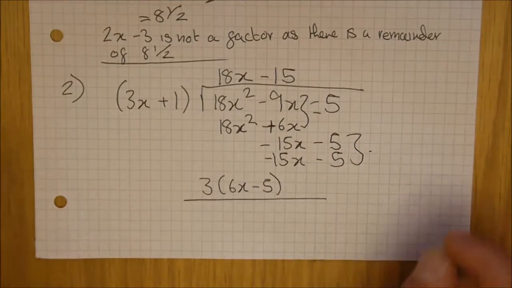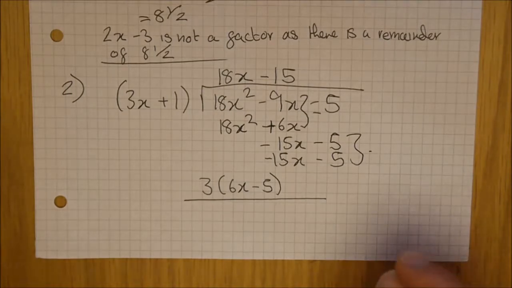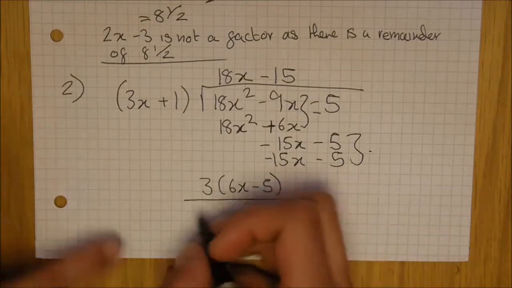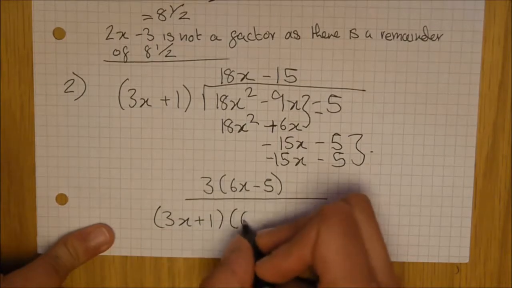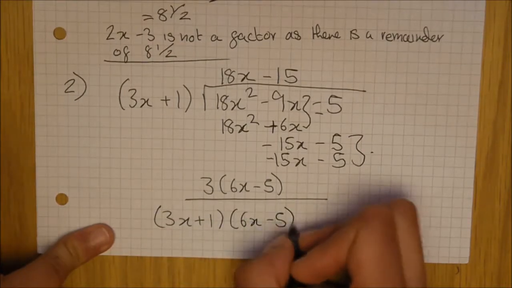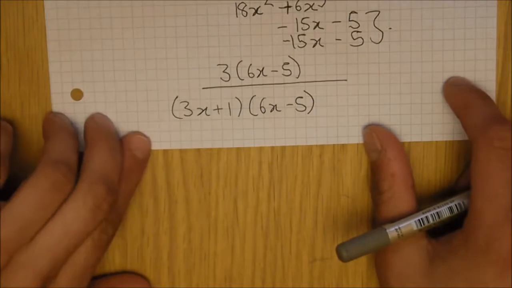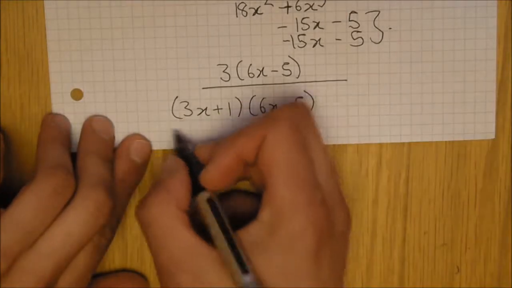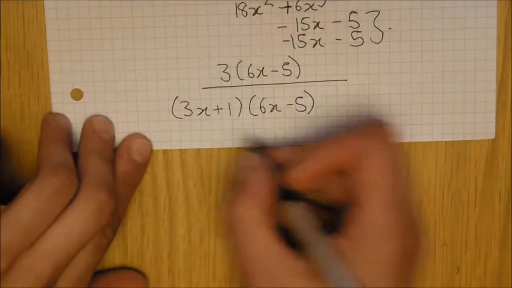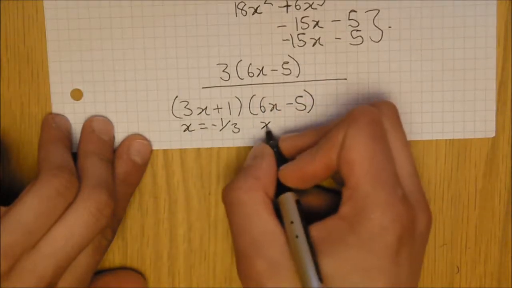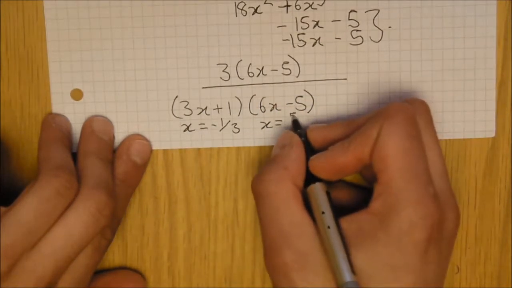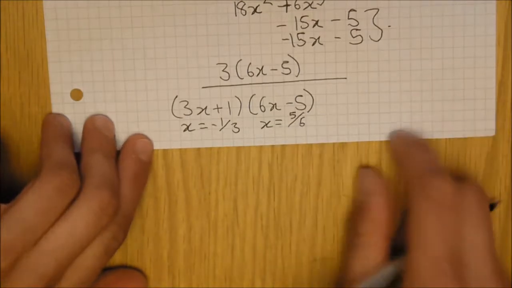So what we now have effectively is our two factors. We have 3x plus 1 and 6x minus 5. So all we need to do now is work out what the values of x are. So x is going to be minus 1/3 and x is going to be 5/6.